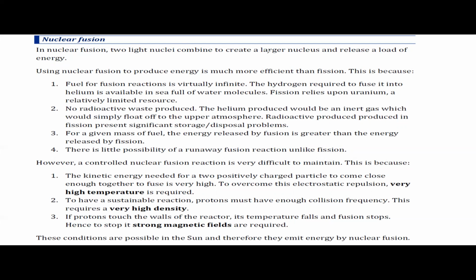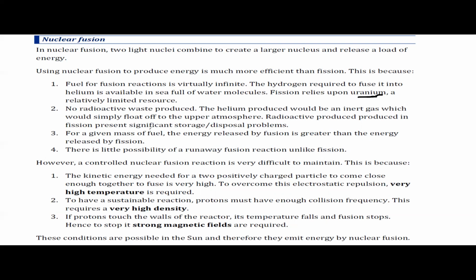Hydrogen required to fuse into helium is available, whereas fission relies on uranium, and the amount of uranium is limited. We don't have too much uranium. Another advantage of producing energy by fusion is that there is no radioactive waste. When we use heavy nuclei, they are mostly radioactive as their nucleus is unstable. In fusion no radioactive waste is produced; the helium produced would be inert. But the problem with fission is that it produces radioactive waste, and we have a disposal or storage problem.